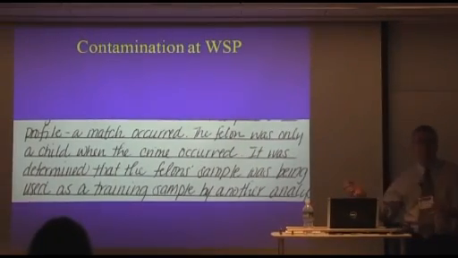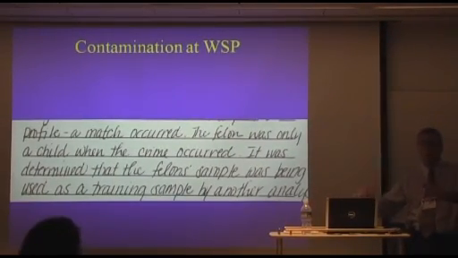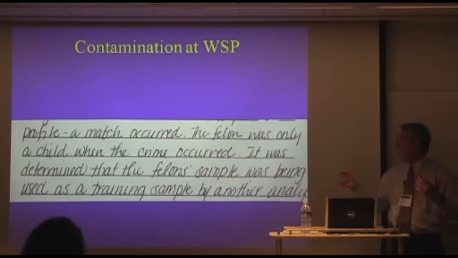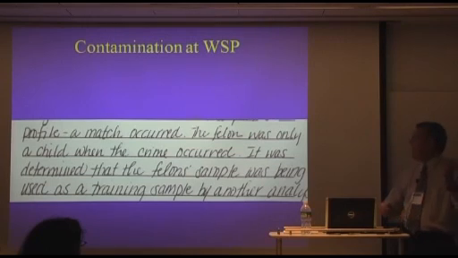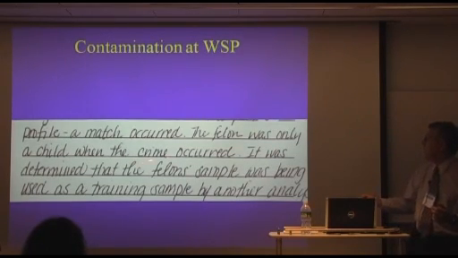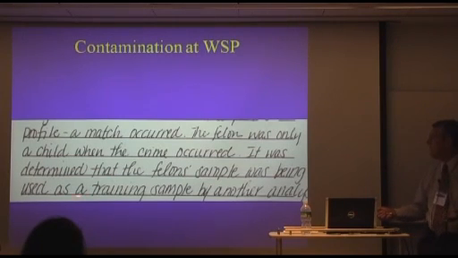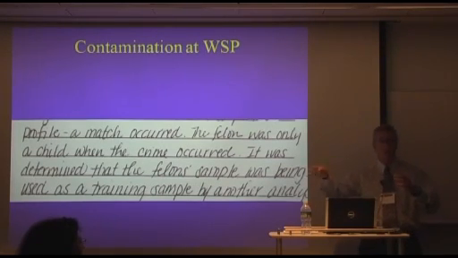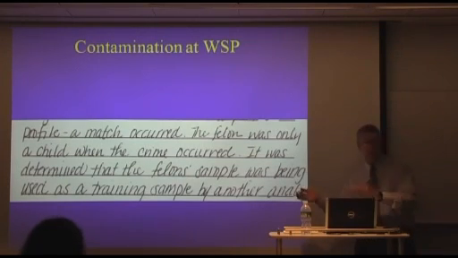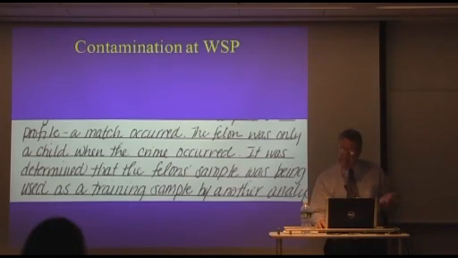Processing a rape case, unknown DNA shows up in the rape case, and they search it through the database. They find a hit to a felon, but the felon was only a child when the crime occurred. So how did this happen? It was determined the felon's sample was being used as a training sample by another analyst. A different analyst is working with the juvenile felon's sample, and somehow the DNA from that case got into the rape case, and hence a cold hit. So, these things can happen.